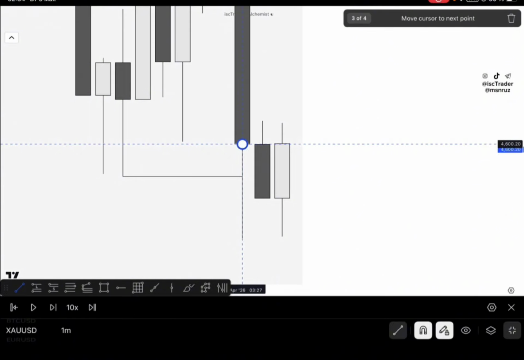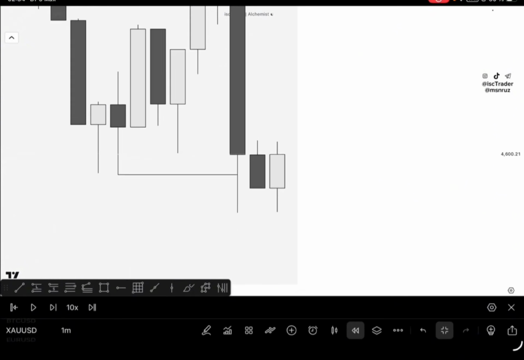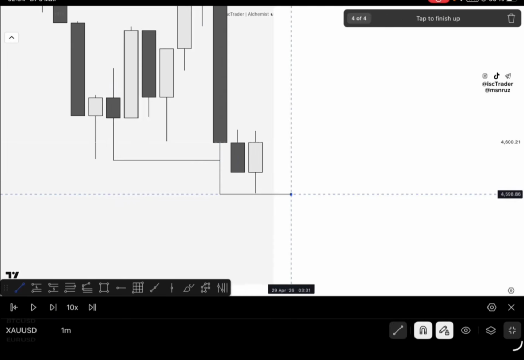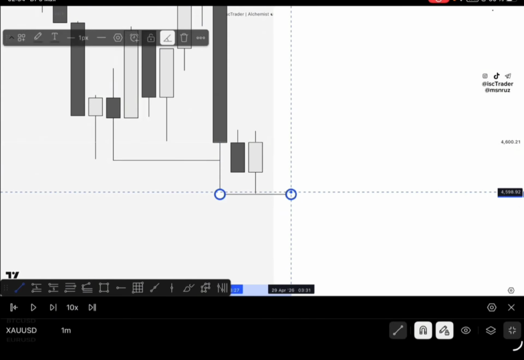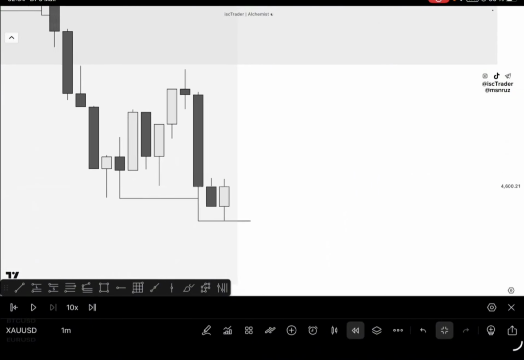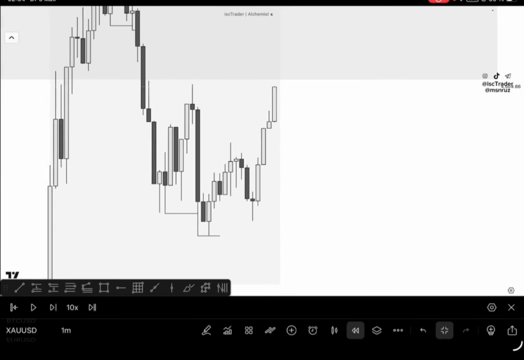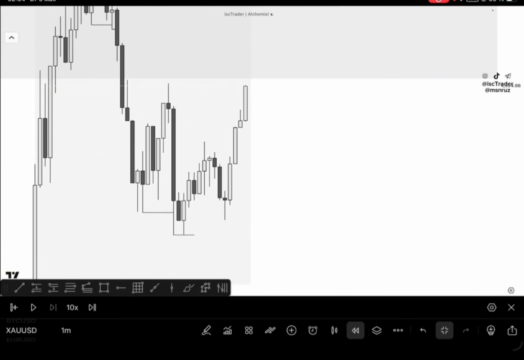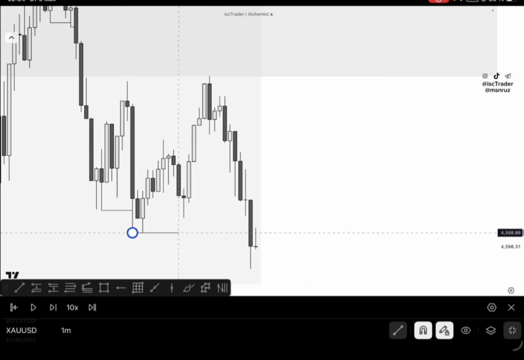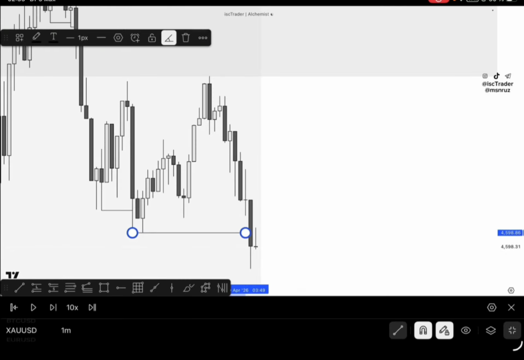The reason is this market is closing with a wick, not with the entire body. Okay, so now this candle. If the following candles close with their bodies, we can consider it a breakout. And now it's a breakout. This is considered a breakout.